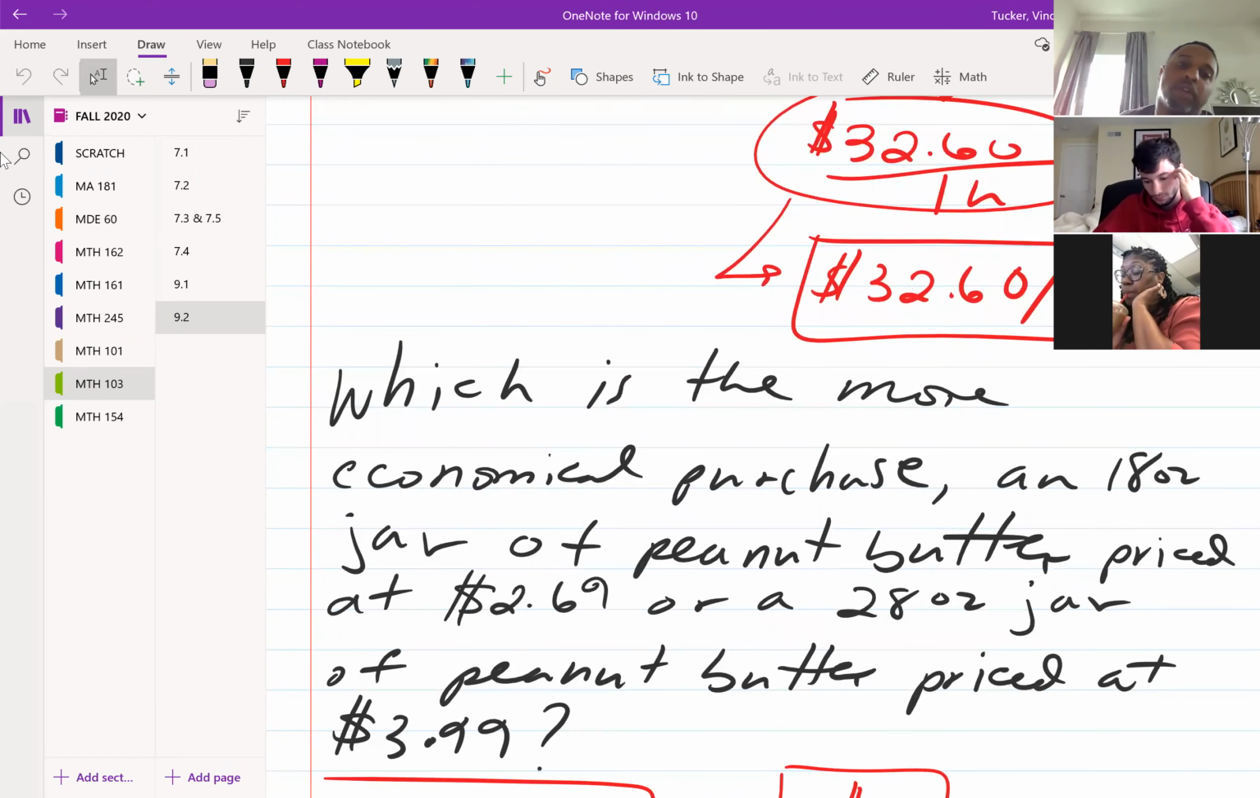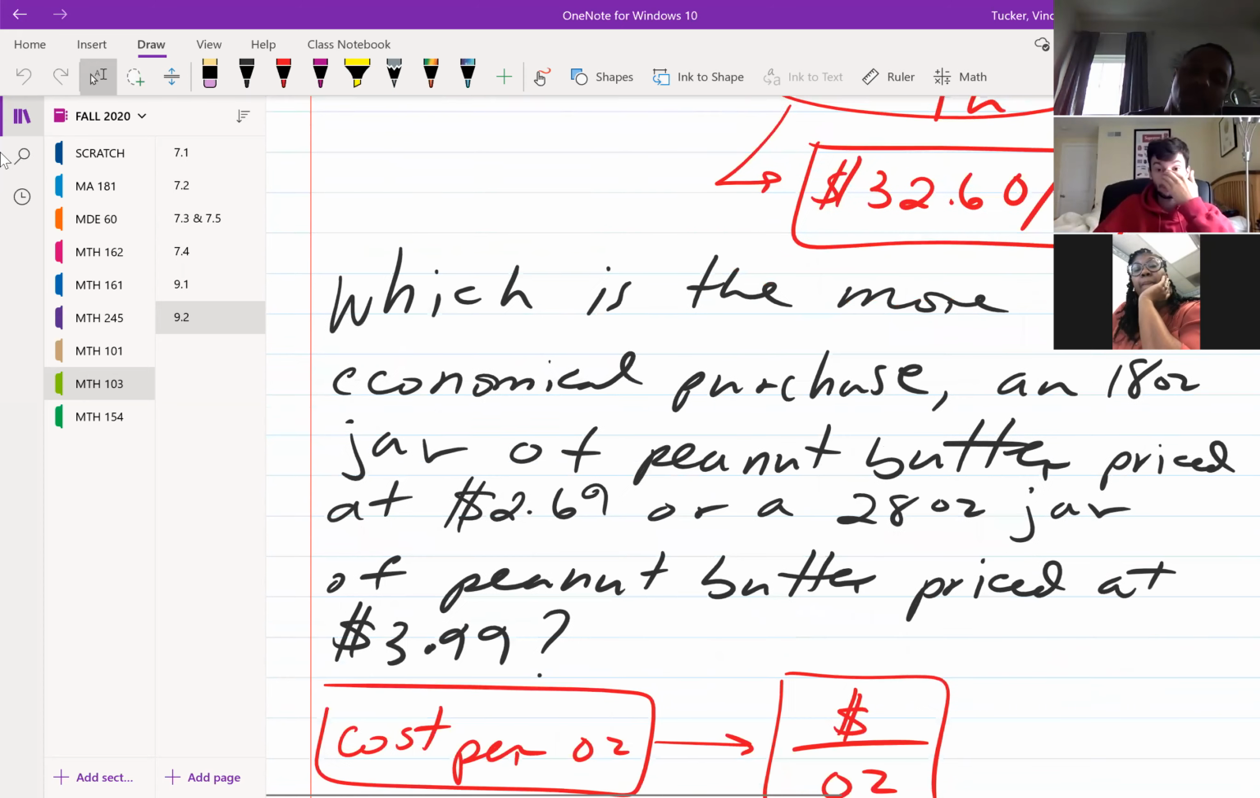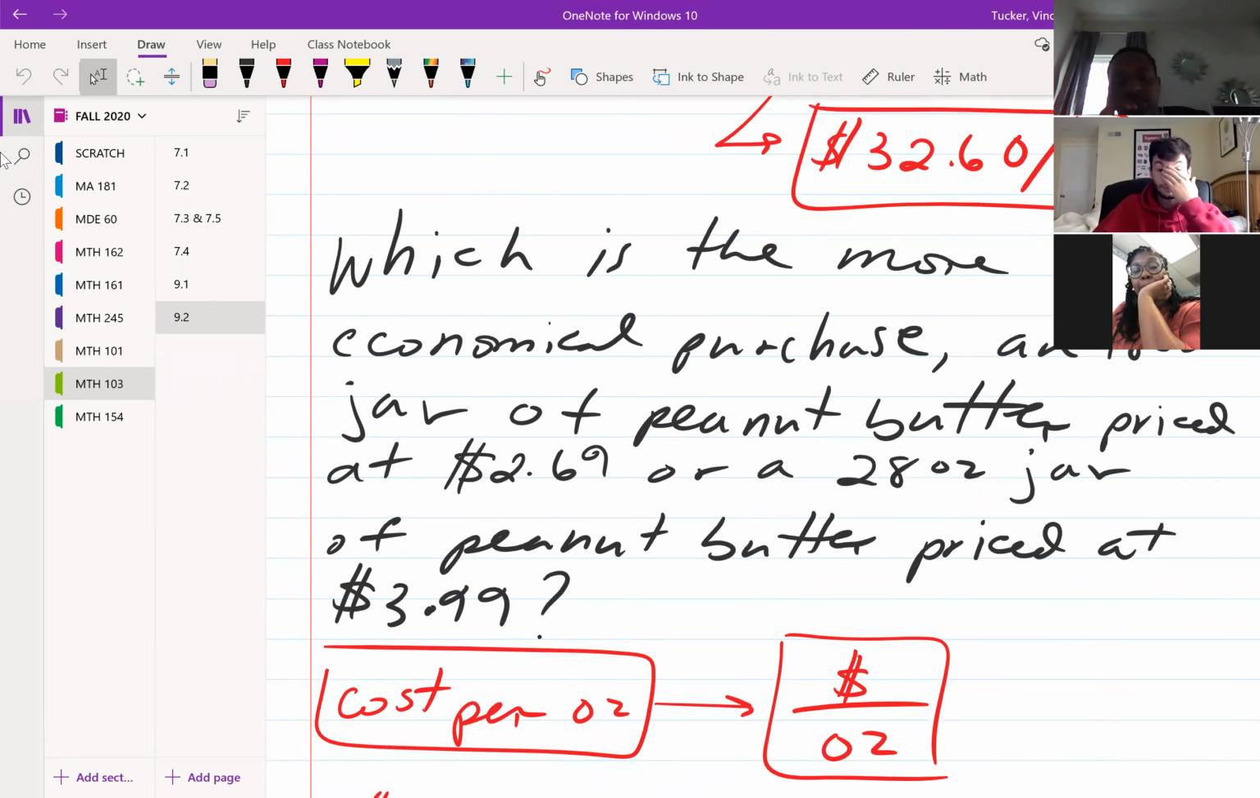All right, next one. Which is the more economical purchase? An 18-ounce jar of peanut butter priced at $2.69, or a 28-ounce jar of peanut butter priced at $3.99. So we want to know cost per ounce. So that'd be dollars over ounce.